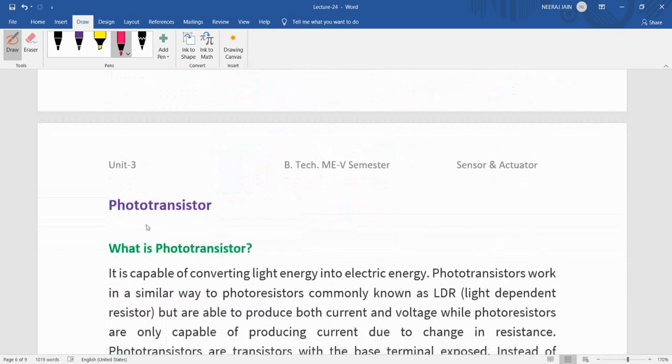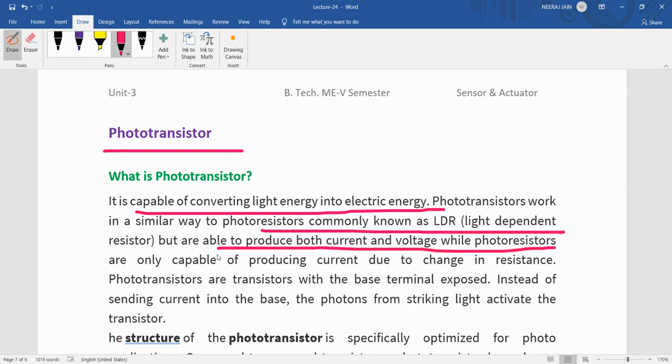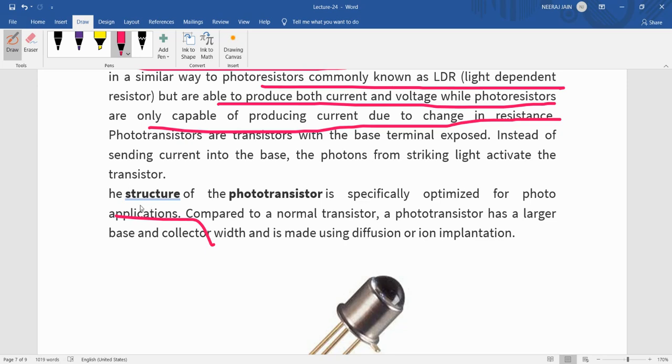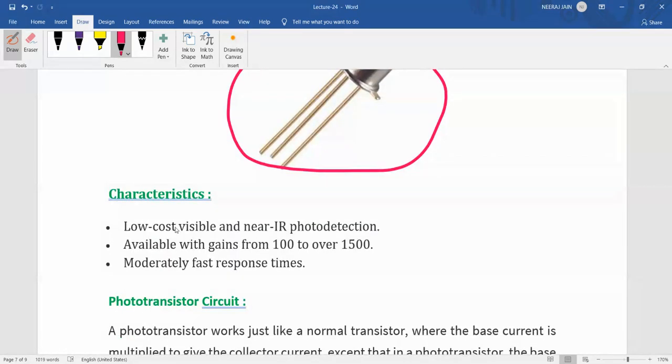A phototransistor is also an important device, an optical device capable of converting light into electrical energy. These work in a similar way to a photoresistor, commonly known as LDR, but are able to produce both current and voltage, while photoresistors are only capable of producing current due to change in resistance. The structure of the phototransistor is specially optimized for photo applications. It is the basic structure of the phototransistor.